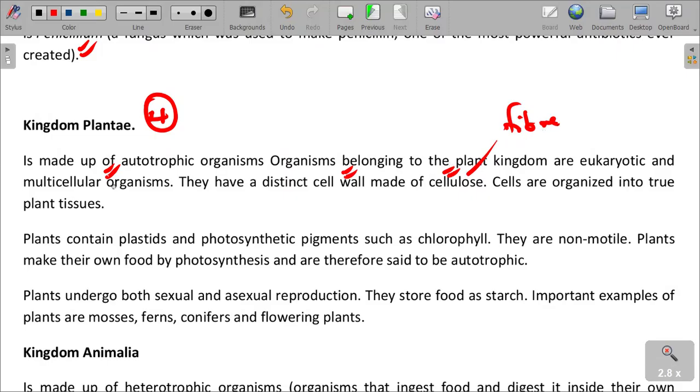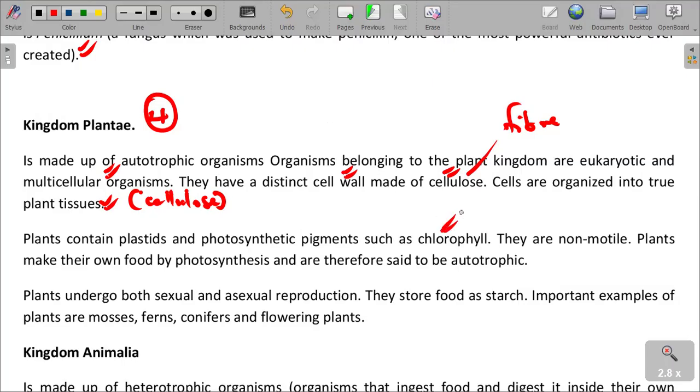Cells are organized into true plant tissues, which we are terming cellulose. The cells are organized into true plant tissues. Like we said, the others that we are defining don't have cellulose; they don't have the specific plant tissues. Plants contain plastids and photosynthetic pigments, which we define as chlorophyll.